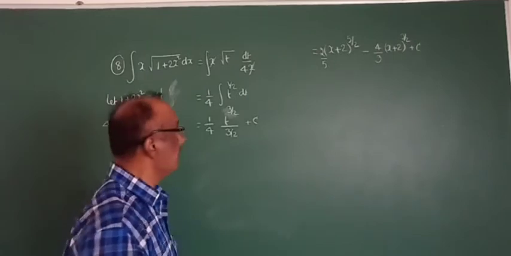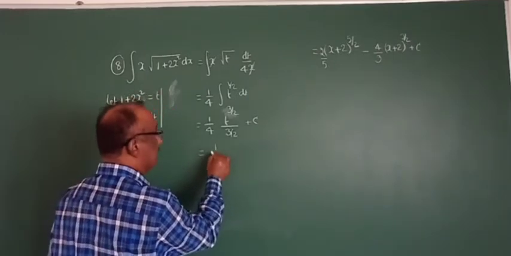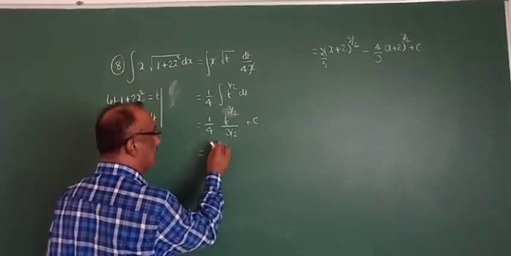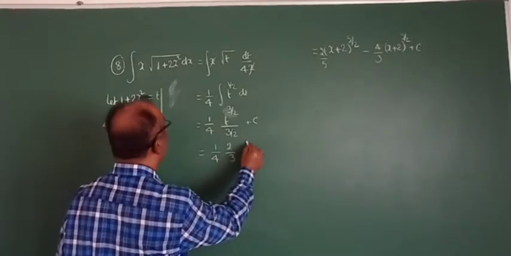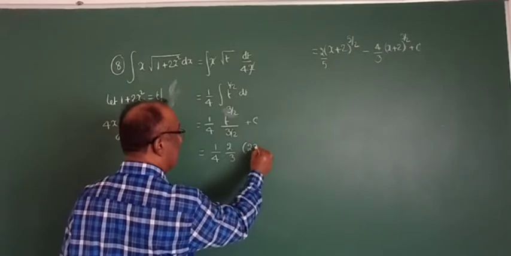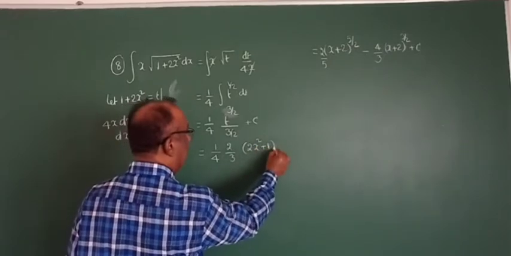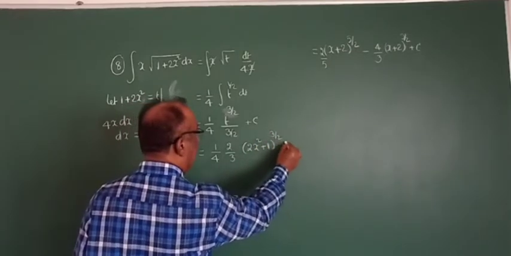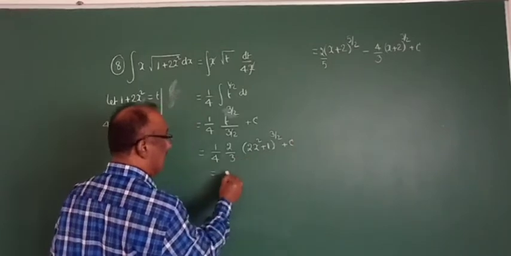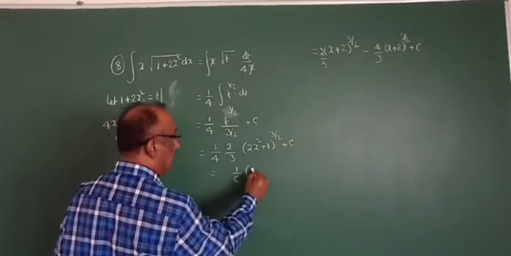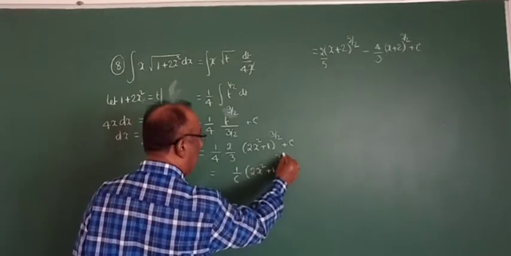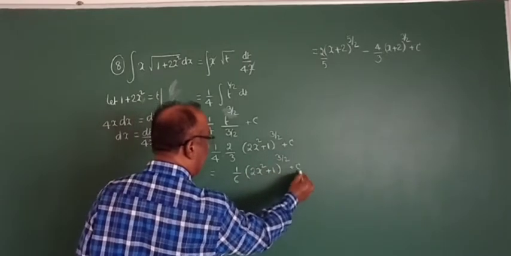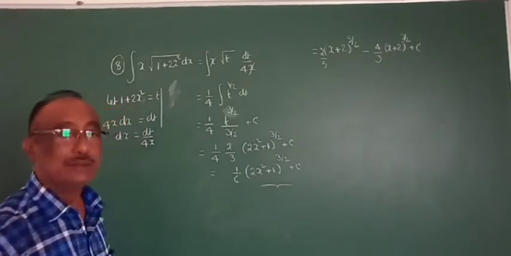Now t is replaced, because the integration is completed. So 1 by 4, 2 by 3, and t means 2x square plus 1 whole power of 3 by 2, plus c. By simplification, 1 by 6 times 2x square plus 1 whole power of 3 by 2, plus c is the required answer. That's enough. Completed, everyone?